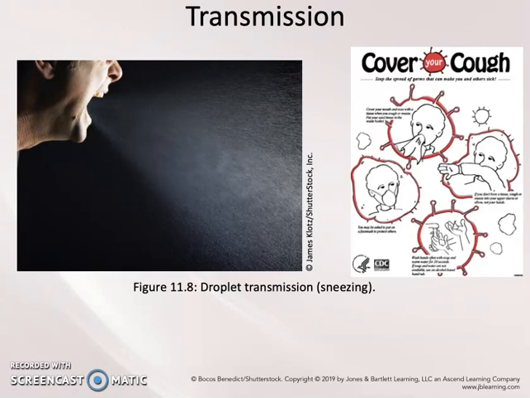Direct transmission can involve transmission horizontally or vertically. Horizontal transmission is from person to person, whereas vertical transmission is specifically from mother to offspring through the placenta. This can include the Zika virus, HIV, and measles.